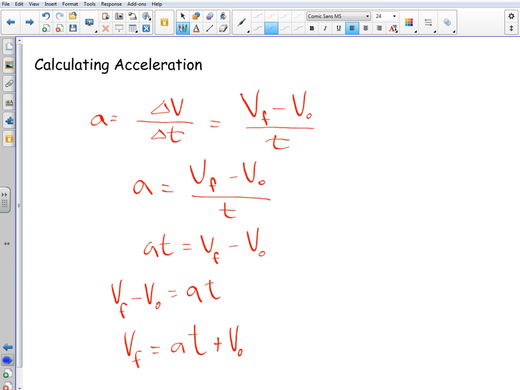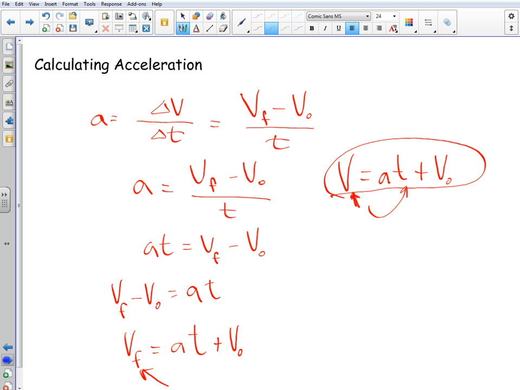Now, the only thing I will point out is that you'll see going forward, if you glance at your formula sheet, they don't usually use v final. So v equals at plus v0. The absence of any letter here indicates it's your final velocity, or velocity at some later time. It is the velocity that corresponds to whatever time you plug in there. And this is the first of a set of very important equations called the kinematic equations. And that's number one, we'll get to the rest during next class.